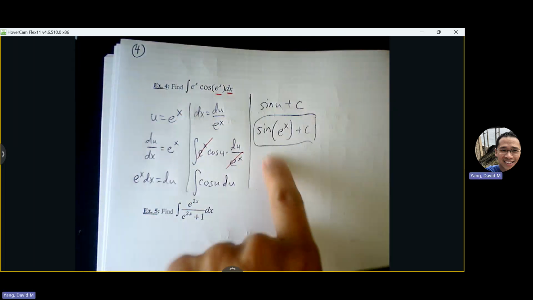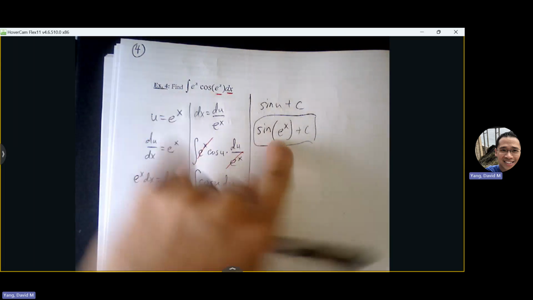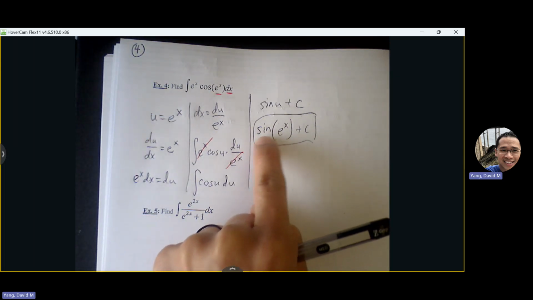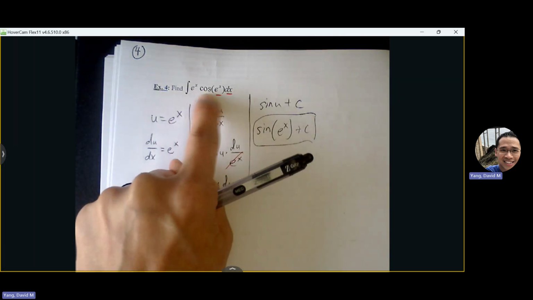And if we think about going backwards and thinking about first semester, can we get from here to here using derivative? Sine of u becomes cosine of u times u prime. So cosine of e to the x times e to the x. And then we see that here.